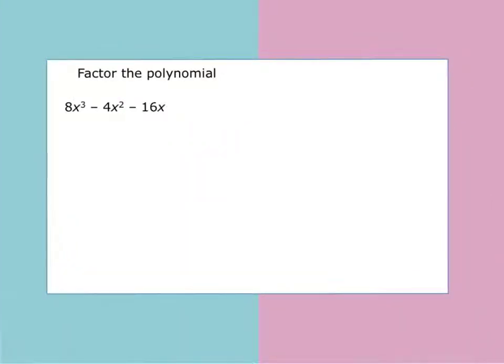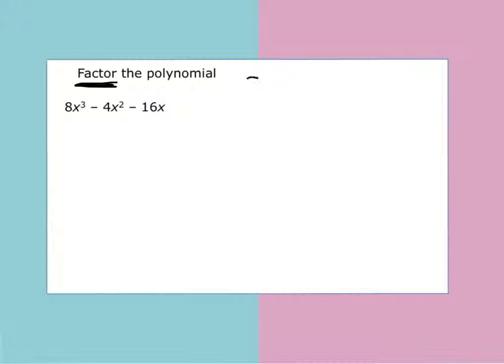Okay, here's our last example. And there's no check for it. But I will go ahead and demonstrate how to factor this polynomial by GCF. First of all, notice the instructions. They say to factor. And you have to think of the four factoring methods. And the only one you know right now is GCF.